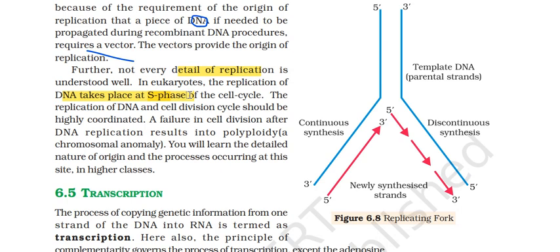A failure in cell division after DNA replication results into polyploidy, which is a chromosomal anomaly. Polyploidy यानी बहुत सारे sets of chromosomes रहेंगे क्योंकि although DNA is replicated, cells divide नहीं हुई. And this is lethal. In plants में it can be useful, but in case of animals, it's highly lethal. ठीक है? Transcription पे आते हैं हम लोग अब.